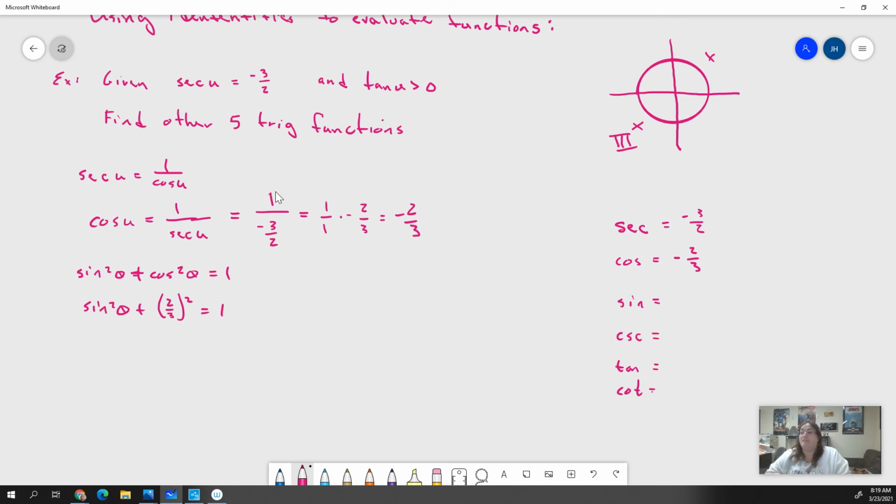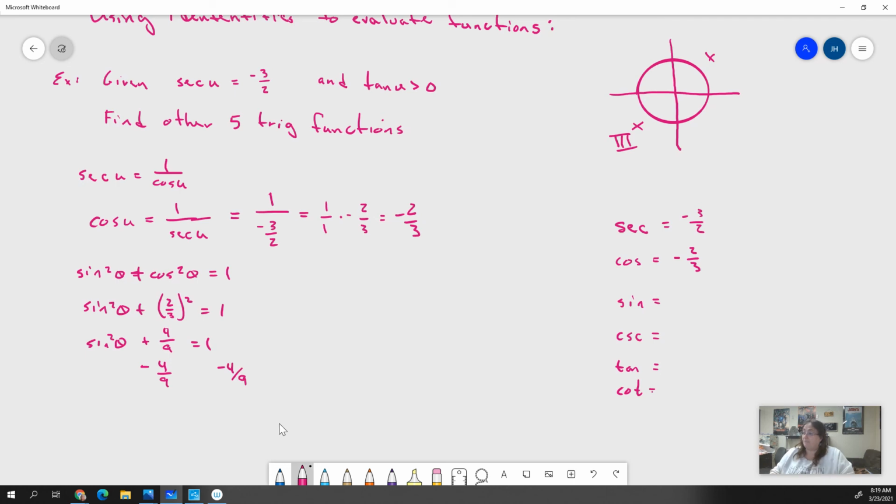And then we can just go ahead and solve for sine, right? We get sine squared theta plus 4/9 equals 1. And we can subtract that. Whoops. Looks like I wrote 9/9, but it does say 4/9. It's just a fat pen. So we can subtract that 4/9 from both sides.